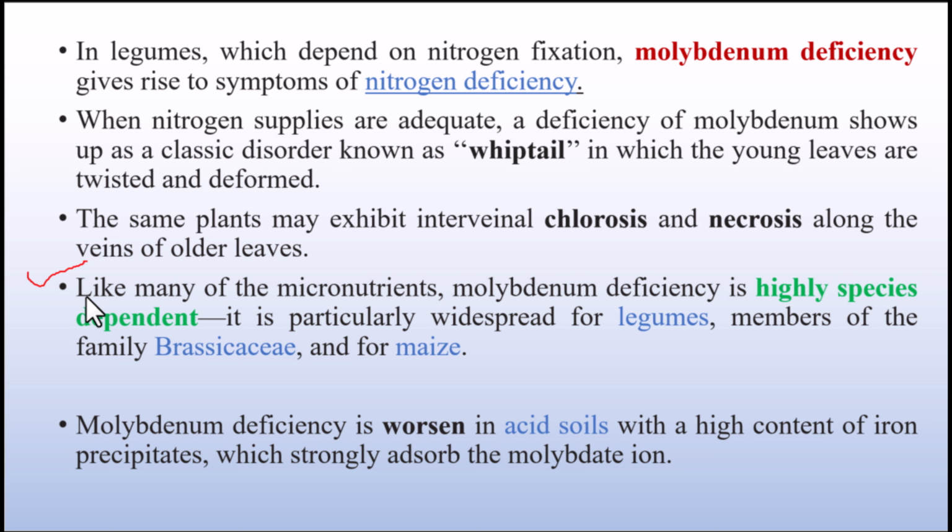The main deficiency symptoms of molybdenum are shown in legumes as well as members of Brassicaceae and maize, because they need molybdenum for the functioning of nitrogen metabolism enzymes. Next, molybdenum deficiency is worsened in acidic soil with a high content of iron precipitate, which strongly absorbs the molybdenum ions. So this deficiency is worsened in acidic soil.